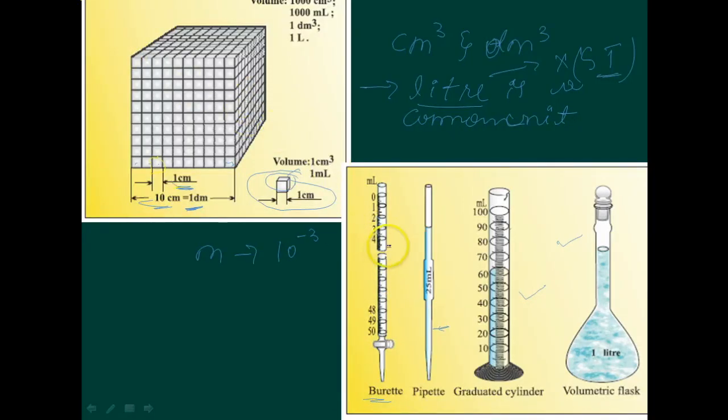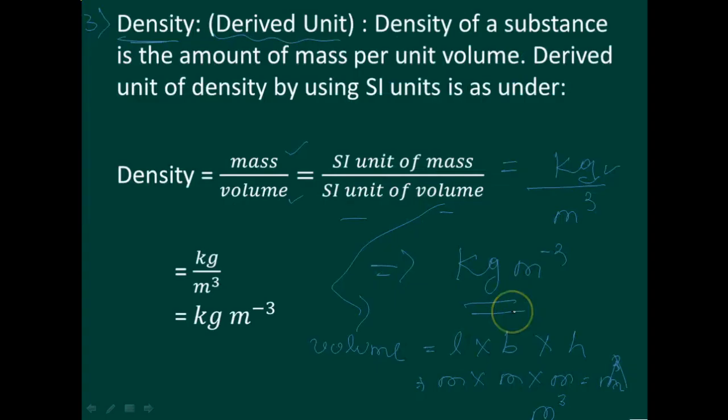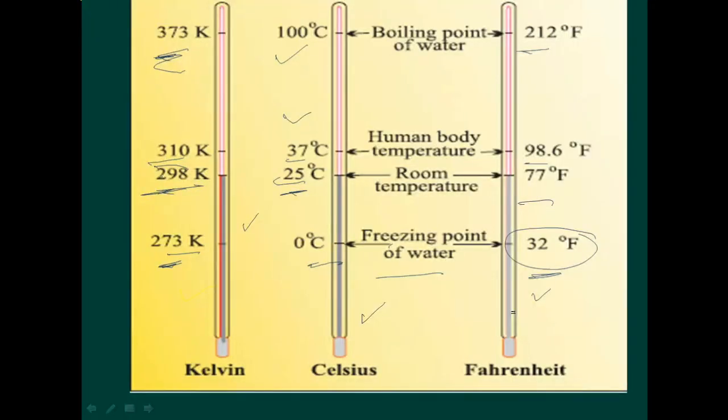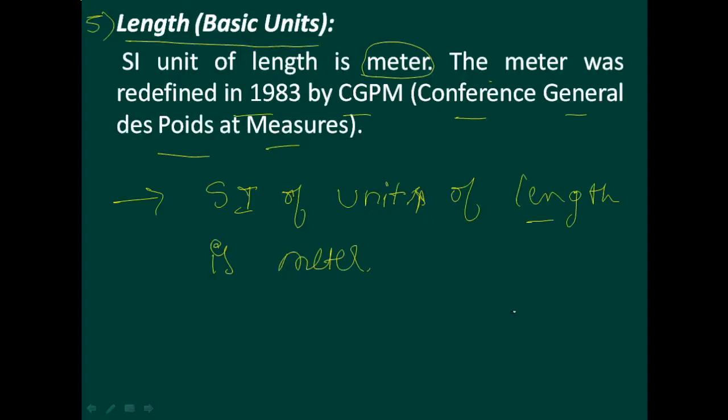This is how we are measuring the liquids with a burette, how we are measuring volume. This is the figure. Density means mass per volume. The SI unit of mass is kg and the SI unit of volume is meter cube. Okay, the next is temperature: degree Fahrenheit, Kelvin and degree Celsius. You have to remember about the Kelvin. And the last is length. The SI unit of length is meter. The meter was redefined in 1983 by CGPM.